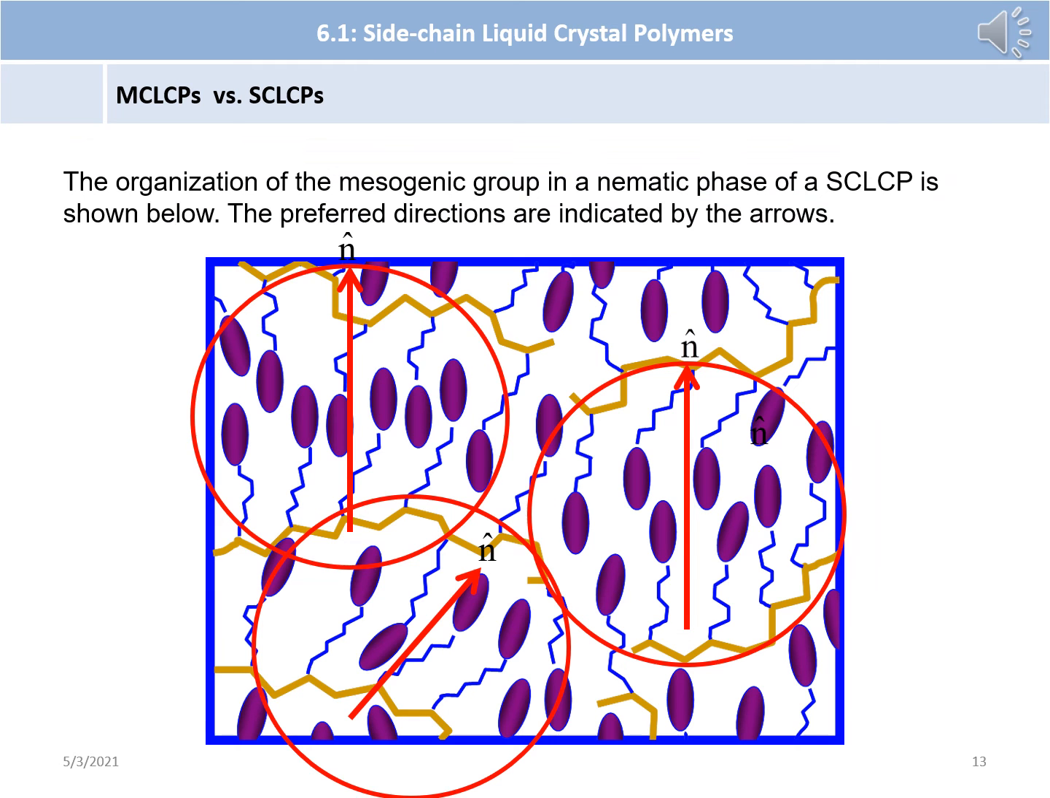The organization of the mesogenic groups in a nematic phase of side-chain liquid crystal polymers is as illustrated on the slide. The preferred directions are indicated by the arrows. In the nematic phase, these mesogenic side groups tend to point along a preferred direction, very much like conventional liquid crystals made of small molecules.